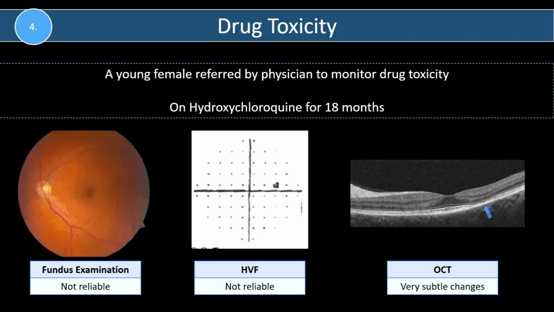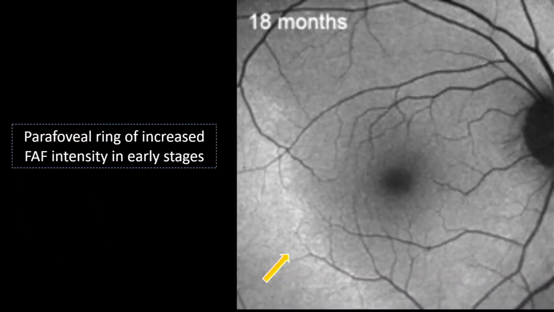In OCT, temporal to the fovea, we have seen there is approximation of the RPE and photoreceptor layer. Autofluorescence was done and we have seen a hyperautofluorescent patch over the parafoveal ring. So this hyperautofluorescence is a very early sign of HCQ toxicity. Multifocal ERG was done in this case, the diagnosis was confirmed and the patient was sent back to the physician to change the drug or to stop the drug.